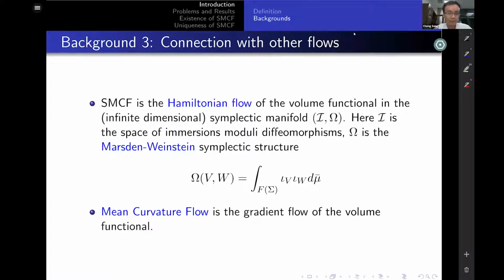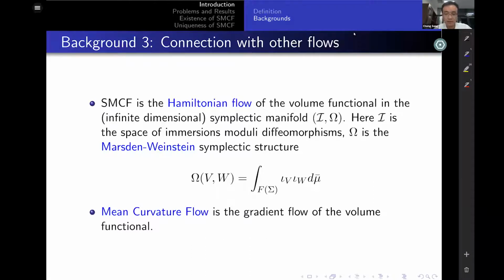So my research focuses on geometric analysis. I'm interested in this flow because it's closely related to other geometric flows. One way to view the Skew-Curvature flow is to regard it as the Hamiltonian flow of the volume functional, which is defined on the infinite dimensional symplectic manifold.